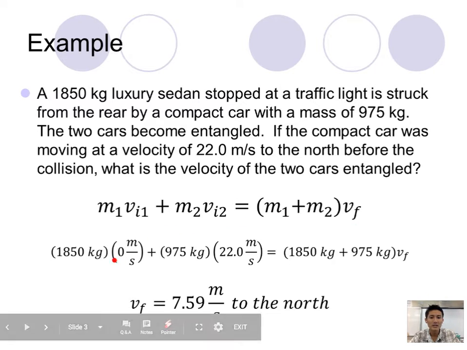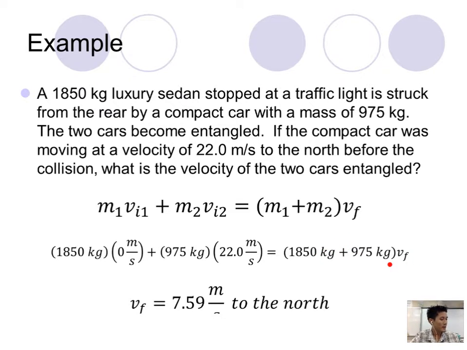Yeah, so if we plug in our numbers, notice that first sedan, that's this amount of mass, was at rest, and so its velocity is 0 meters per second. And the second car is going at 22 meters per second. Eventually they collide, so their masses combine, and we have a final velocity there. So if we calculate for that, we would get our final velocity about 7.59 meters per second to the north.